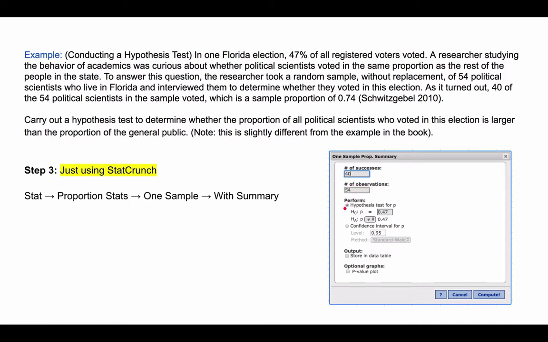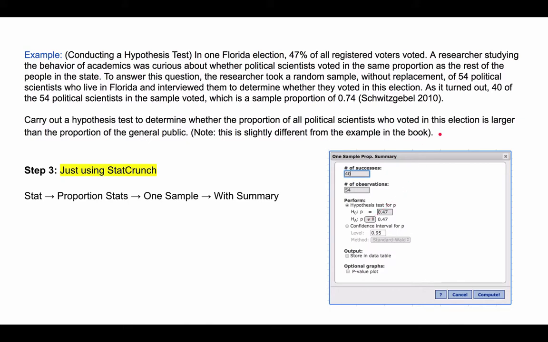Then we're going to select hypothesis test, and you're going to fill in your p-naught value. In this case, our p-naught value is 0.47. Then you fill in whether it's a not equal to, a greater than, or a less than for your alternative hypothesis. In this case, we're interested in whether the proportion of voters who were political scientists was different than the whole population. So it wasn't greater than, it wasn't less than, so we're using not equal to.